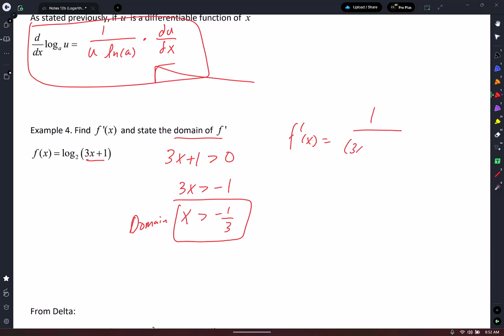3x plus 1. Close it. And I'll put ln of what? Ln of 2. Am I done? No. Times the derivative of u. What's the derivative of 3x plus 1?